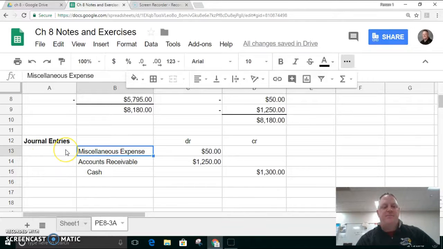The debit for the bank service charge goes to miscellaneous expense for $50. The NSF check gets debited for $12.50 to accounts receivable because that customer owes us the money. Because those are the only two, cash then decreases by $1,300. The outstanding checks, we've already written them. The bank just hasn't paid them yet, so we don't have to do anything for journalizing the outstanding checks. So for the example in PE 8-3A, this is what needs to be journalized.